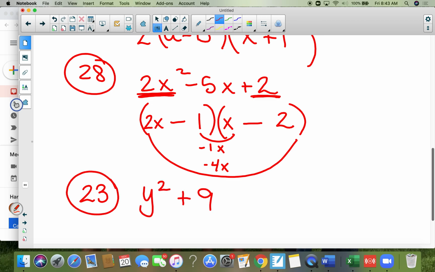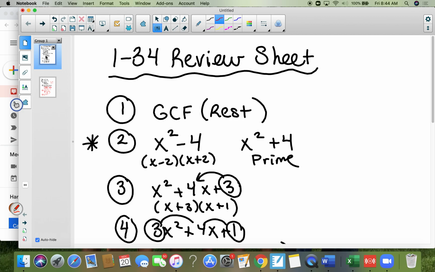Okay, I'd say this is almost my favorite one. This has only 2 terms. On either side of the plus sign are perfect squares, right? A y squared and a 9. 3 times 3 is 9, y times y is y squared, and there's a plus sign. This is probably my favorite one.